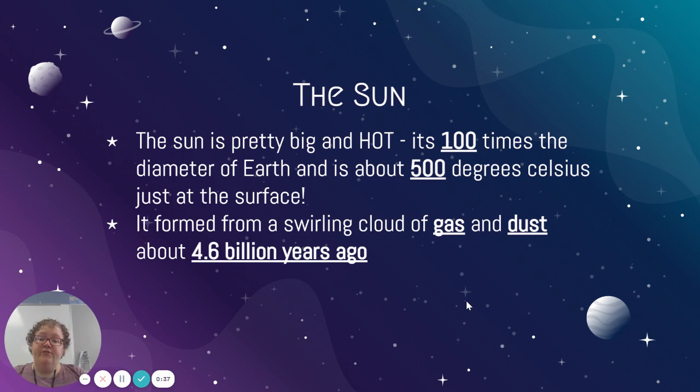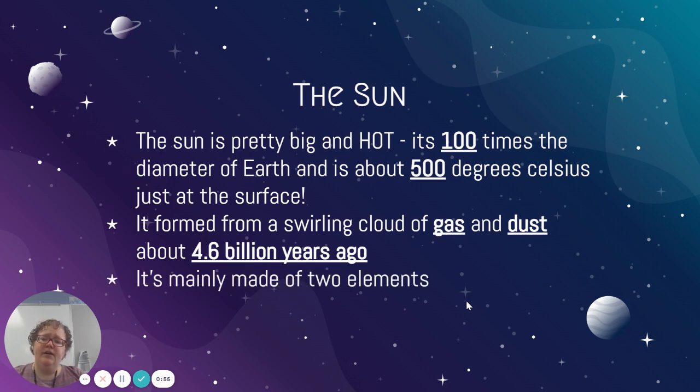The sun originally formed from a swirling cloud of gas and dust about 4.6 billion years ago. That cloud of gas and dust is called a nebula. 4.6 billion years ago, the sun was the first part of the solar system that was formed after the Big Bang.